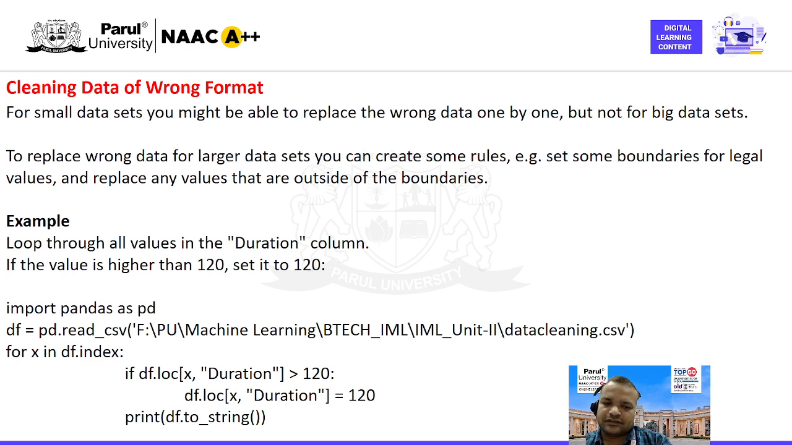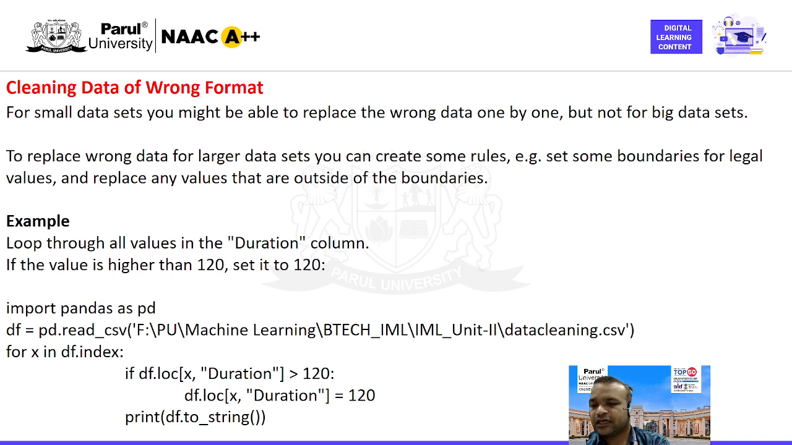Same data set we use here, data cleaning. Loop through all values in the duration column. We target the duration column in the data cleaning data set. If the value is higher than 120, then set it to be 120, because the maximum value will be 120. So we fix the outside boundaries.